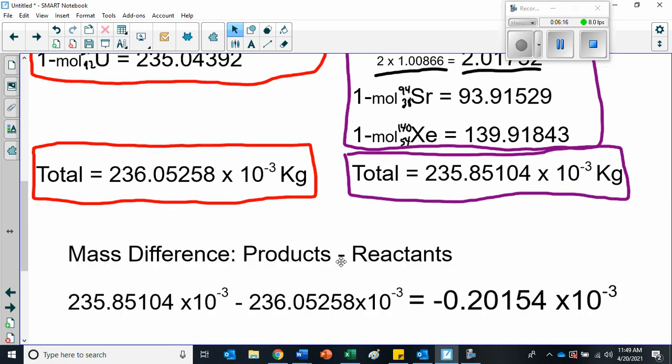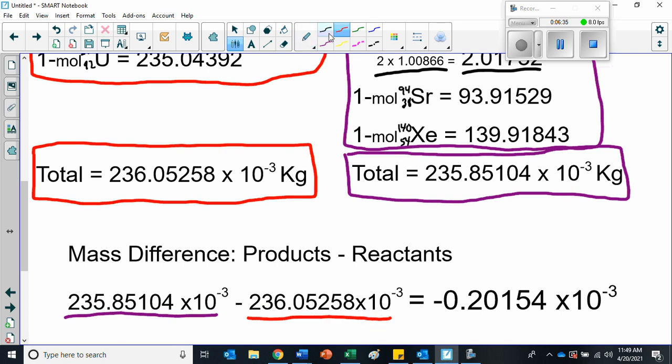And so here, now we can see the mass difference is products minus reactants. And this is where I take my products that I had in purple, I take it here, subtract it from my reactants, which I have here, and I get a difference of negative 0.20154 times 10 to the negative 3 kilograms. This is my change in mass. Remember, I didn't destroy it. I didn't get rid of it. I can't break that law. But this is the change in mass, or the mass that changes to energy.